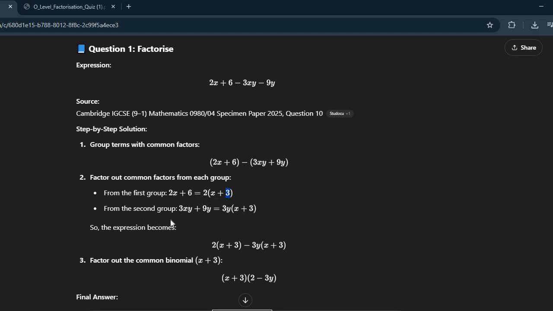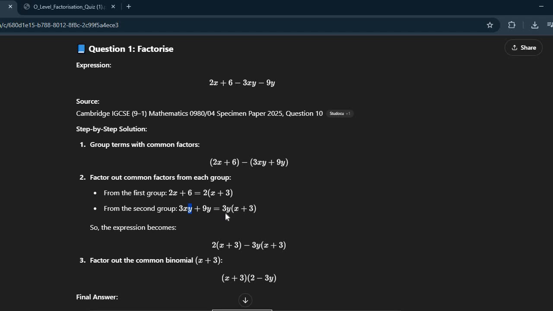Now from the second group, 3xy plus 9y. You can see that there is a 3 here, and 9 is also a factor of 3, it comes in the table of 3. Now you will take 3 outside, then divide this 9 and you will get 3. Now again you see that there is another alphabet, y is here, y is also here. The power of both y is the same, so it means you can take y outside.